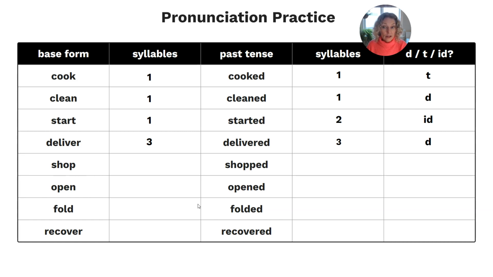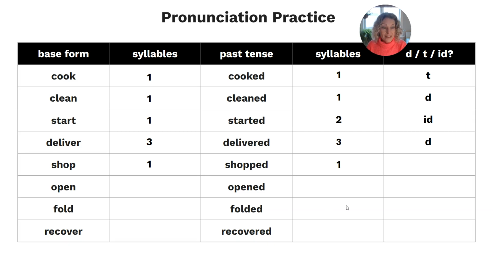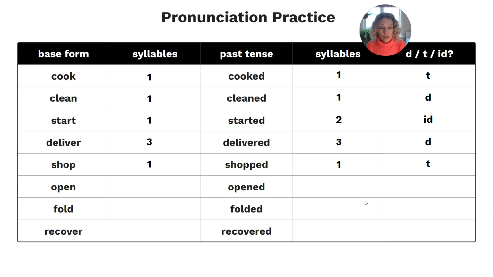"Shop," how many syllables? Just one. How many in the past tense? "Shopped," not "shop-id." It's "shopped." One syllable with a T sound.